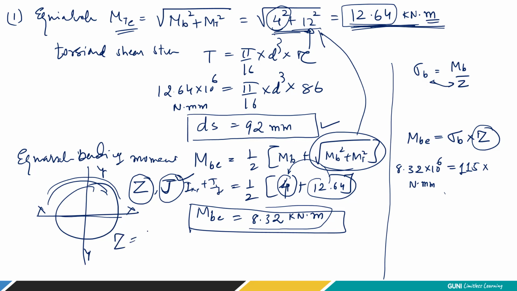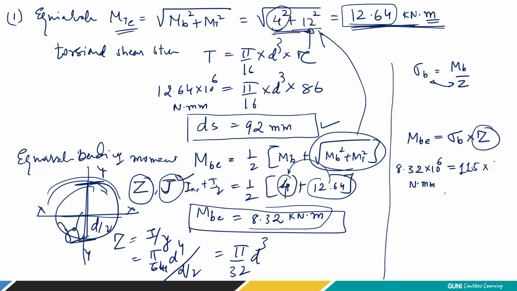So here Z we have to take as I by Y. So I is simply pi by 64 d raised to 4, and the maximum bending stress is going to occur at the extreme level. Extreme level means d by 2. So this is the Y. Here we are going to divide by 2, so it comes out to be pi by 32 d raised to cube. So we write pi by 32 d cube, not pi by 16 d cube, right? Because this is simply Z, it's bending theory. Bending happens only about one axis, not two axes simultaneously like torque transmitting. That's why we have pi by 32 d raised to cube.